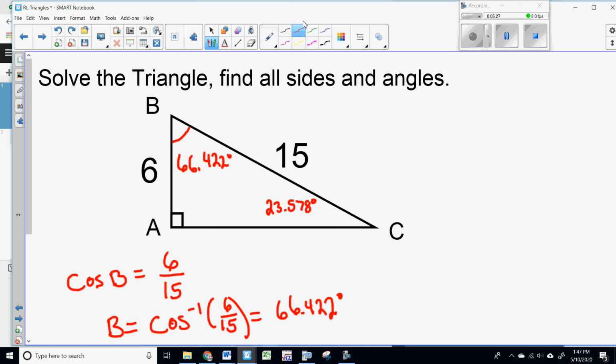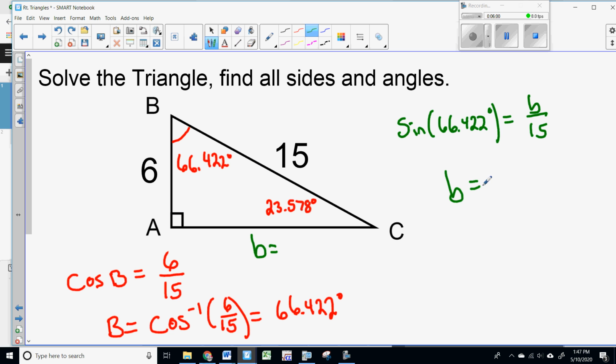And the last thing we need to do is find this side B. Now, at this point, we have a whole bunch of different ways we could do this. We could use our trig functions. Let me show you that. I could say the sine of 66.422 is equal to B over 15.